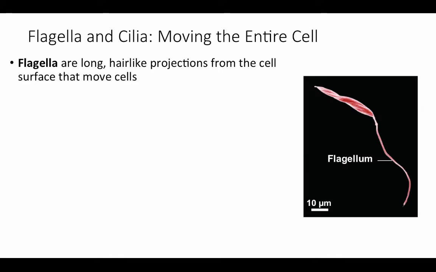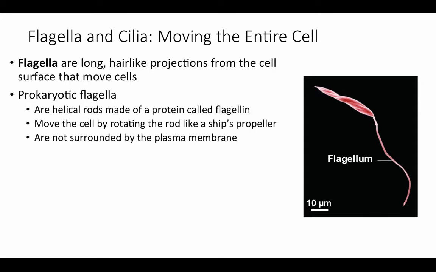So another structure that's formed by these microtubules are flagella and cilia, and these are involved in cell motility, so the ability of cells to move through their environment. So it's going to move the entire cell. So flagella are long hair-like projections from the cell surface that's going to be involved in moving the cells. Here's an image of a long flagellum coming off the end of a unicellular organism here.